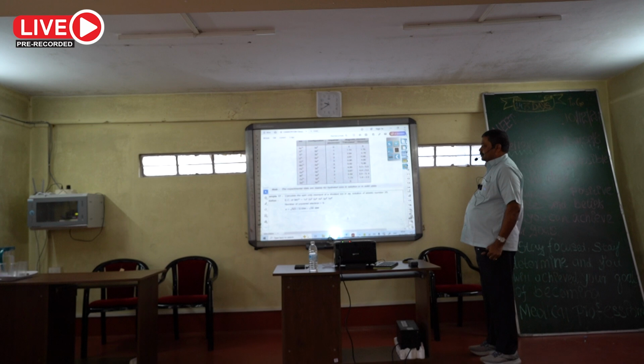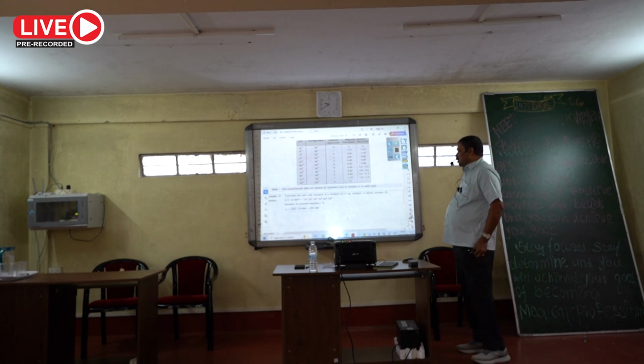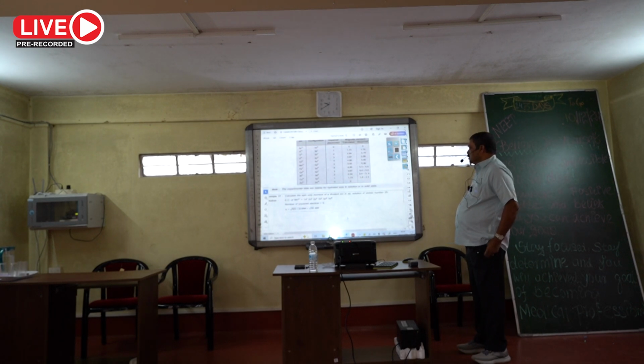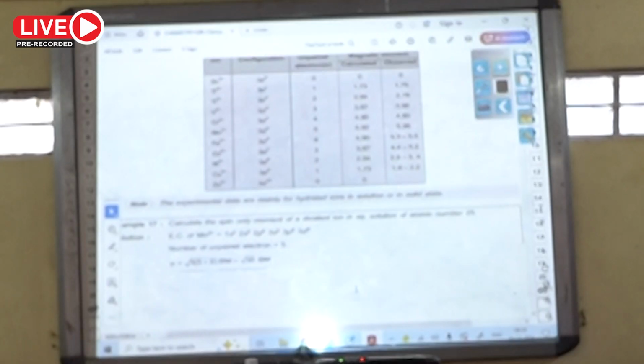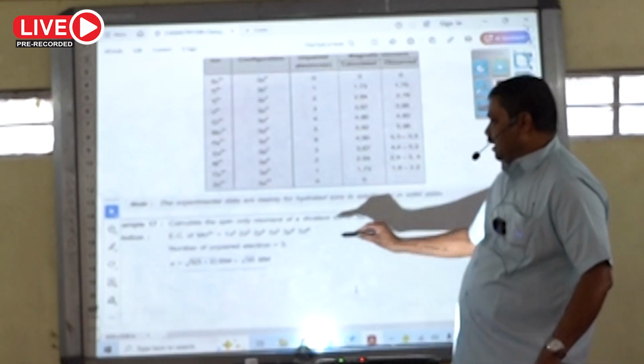Example 17. Just find out mu, the spin-only magnetic moment, of the divalent ion in aqueous solution of atomic number 25. Atomic number 25 means manganese. Bivalent ion means it should carry 2 plus. So in the plus 2 state, it has 5 unpaired electrons.